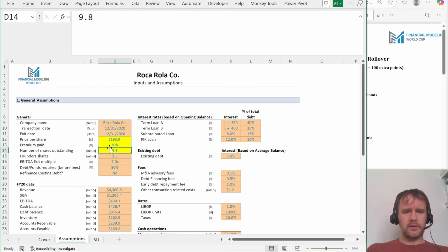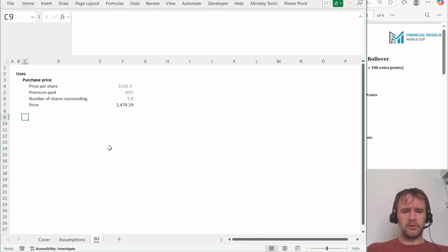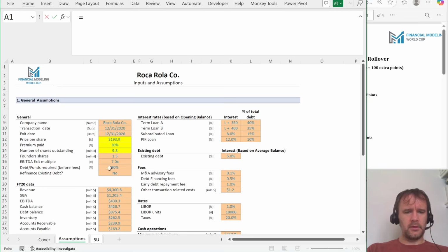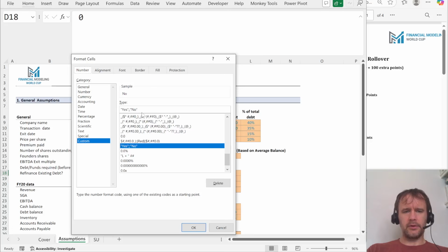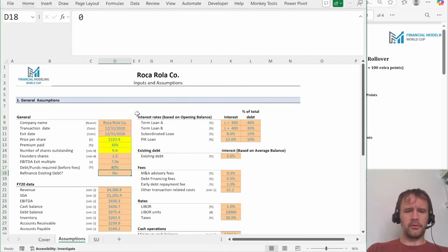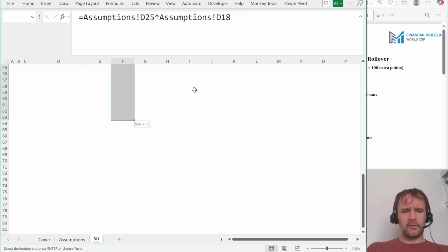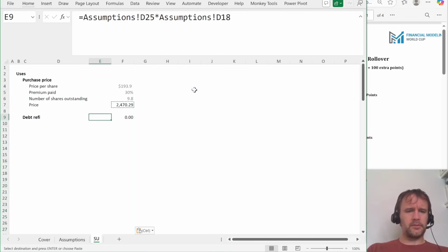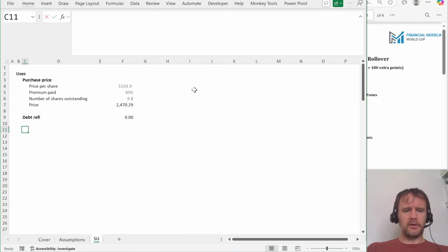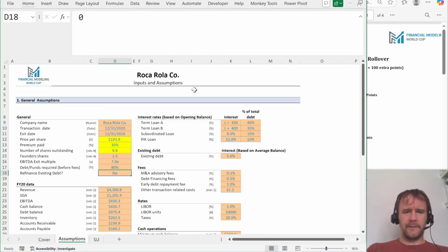Then what else? Uses, debt refinance is going to be the outstanding debt balance here times this. This is formatted, which I don't really love, as a yes or a no, but it's actually a 1 or a 0. So if we refinance, that's a 1. If we don't, it's a 0. So we can just multiply the debt by that. And let's just copy this format down a bunch. There we go. Purchase price, debt, and then the other use is fees.